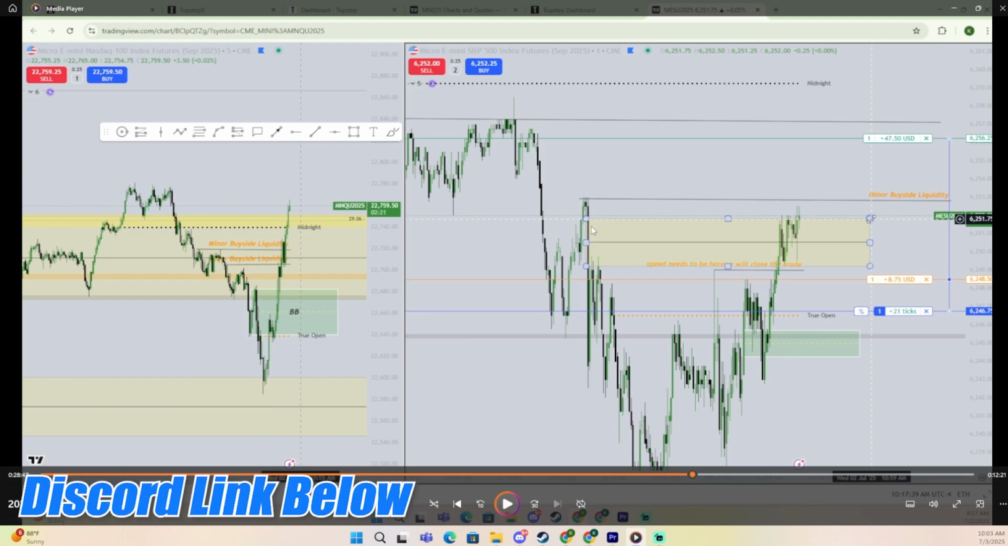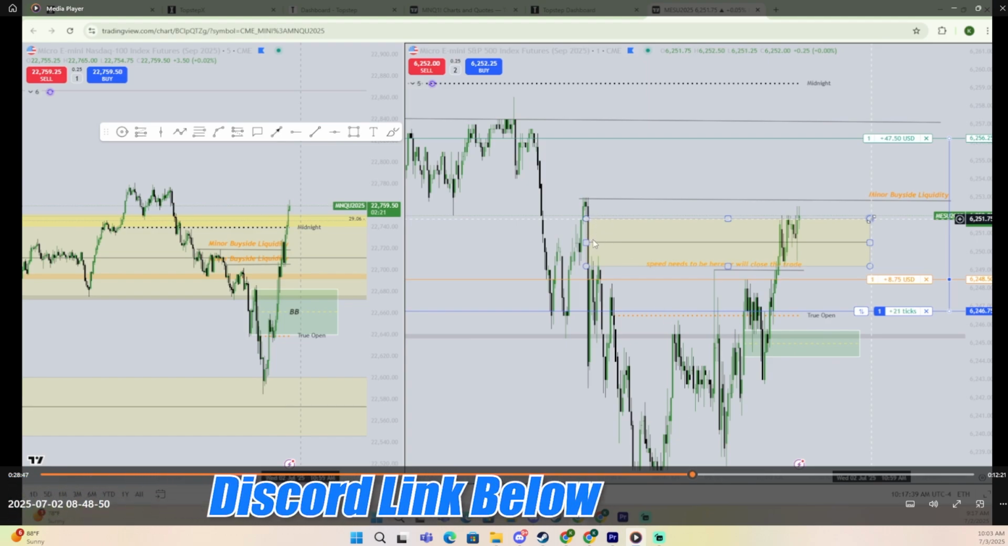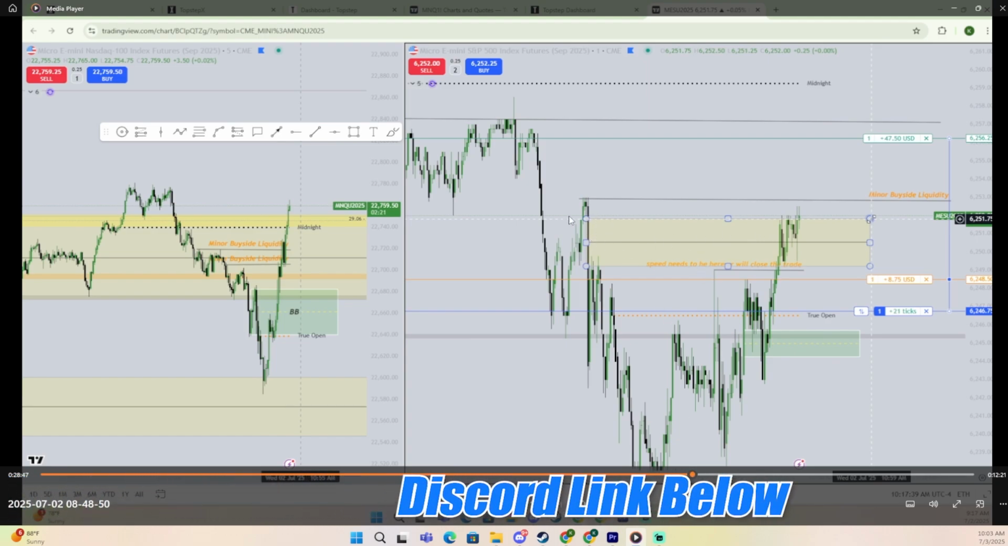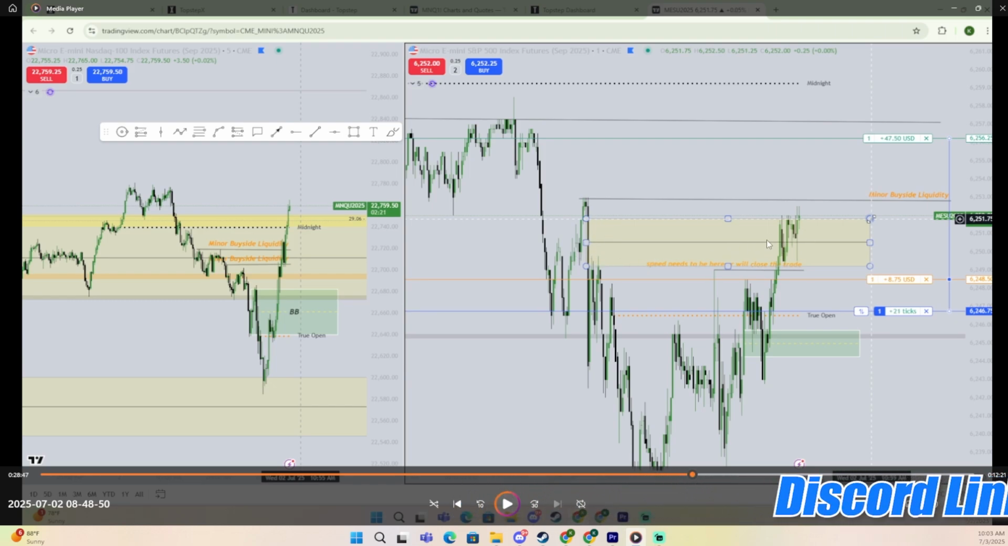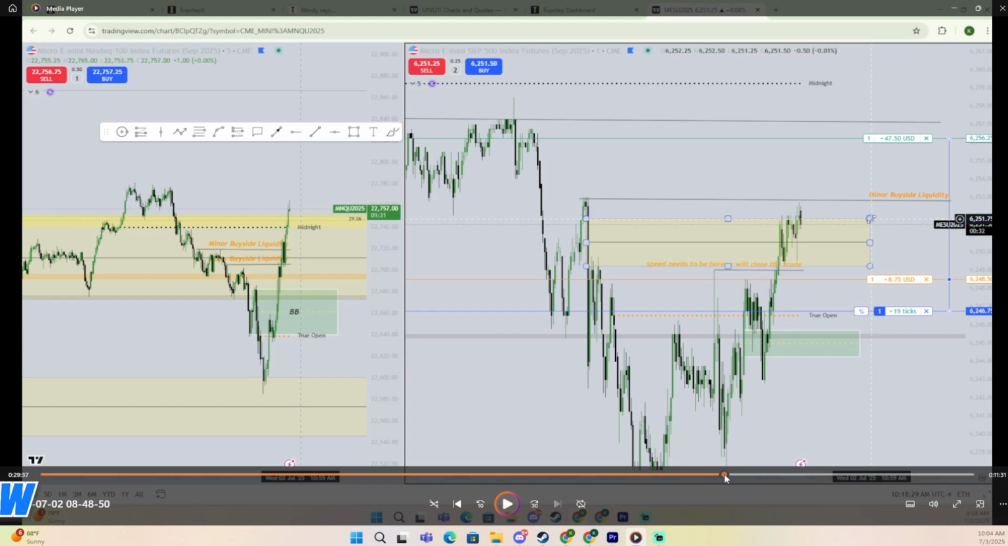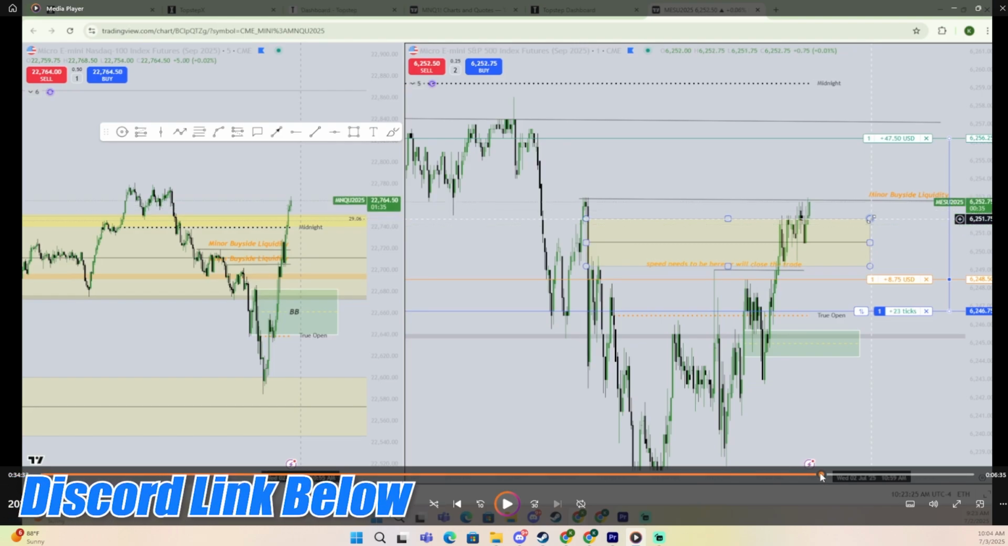See that I'm marking this inversion fair value gap. If price is doing what it's supposed to be doing, we're supposed to be staying in here. Now that we closed some buys up here, I want price to stay in this inversion fair value gap, and that's why I just moved my stop right there. Then we got hit, yeah. So it took profit right there.